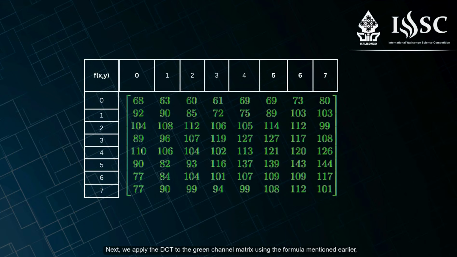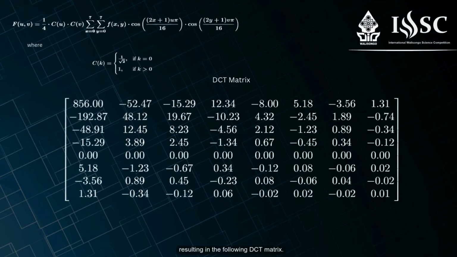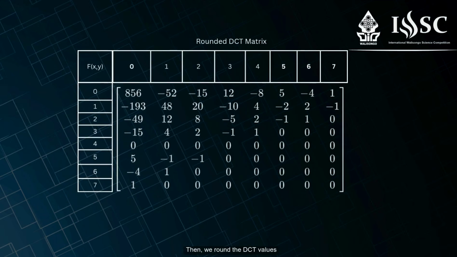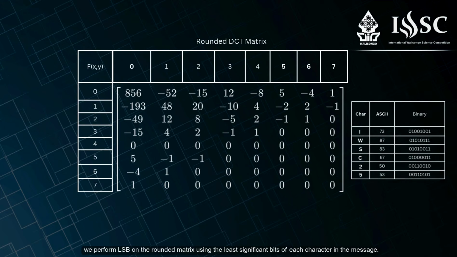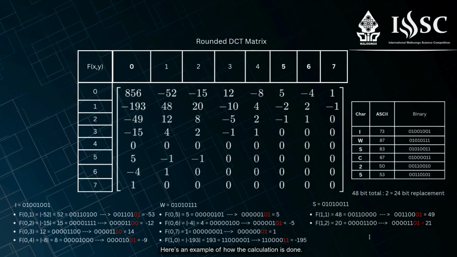Next, we apply the TCT to the green channel matrix using the formula mentioned earlier, resulting in the following TCT matrix. Then, we round the TCT values and store the difference between the rounded and the original values. I will explain the reason for this later. After that, we perform LSB on the rounded matrix using the least significant bits of each character in the message. In this case, I use the last 2 bits. Here's an example of how the calculation is done. Repeat this process until all 48 bits of the secret message have been successfully embedded into the matrix.